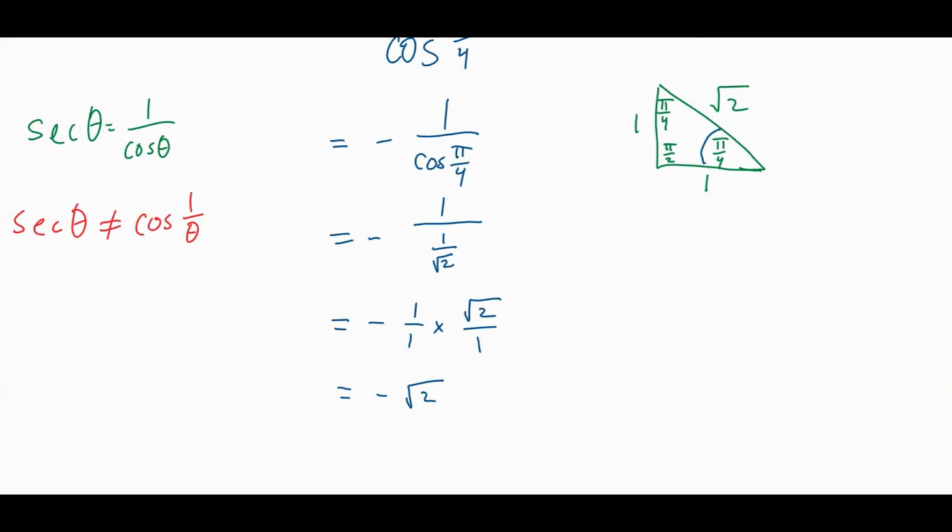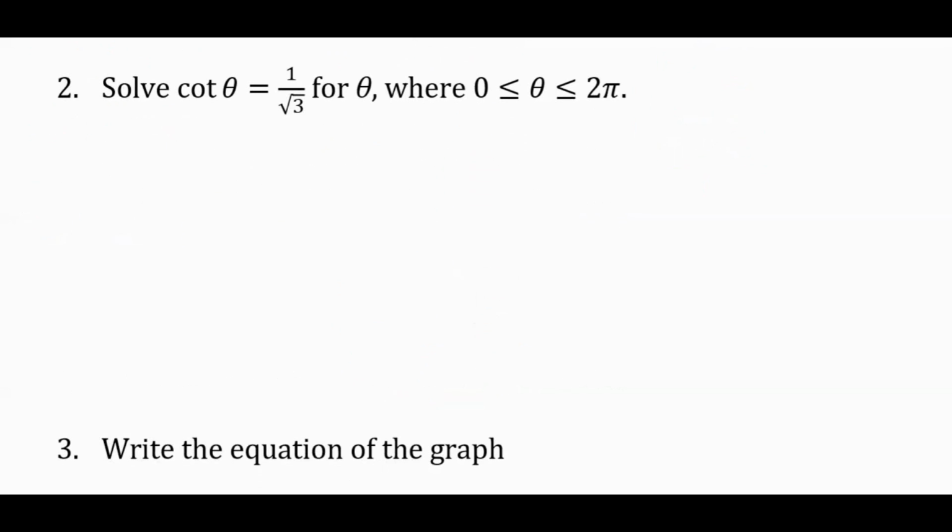So if I was being careful and being perfect, and especially if this question was out of 3 marks, it would be 1, 2, 3. If it's out of 2 marks, you'd show this step and the final step only. Skip that step. Stop me if there's questions, otherwise we're going to move on.